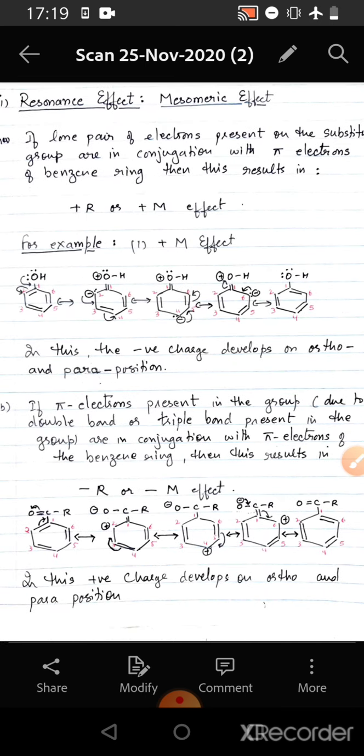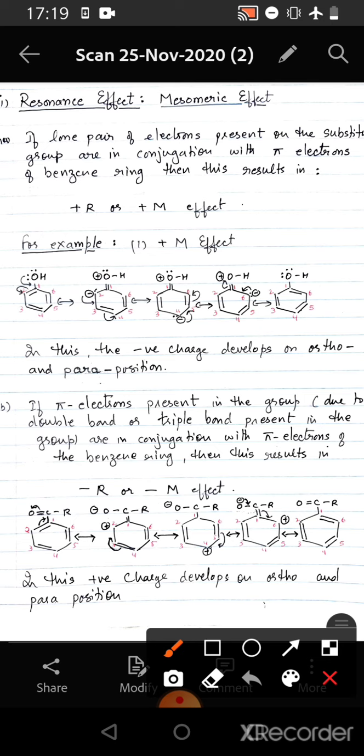If we take an example of plus R or plus M effect, for example phenol, the electron pair on the oxygen of the phenol enters into conjugation and a double bond is formed between oxygen and the carbon of the benzene ring, and the double bond between carbon 1 and carbon 2 shifts onto the second carbon, which becomes negatively charged.